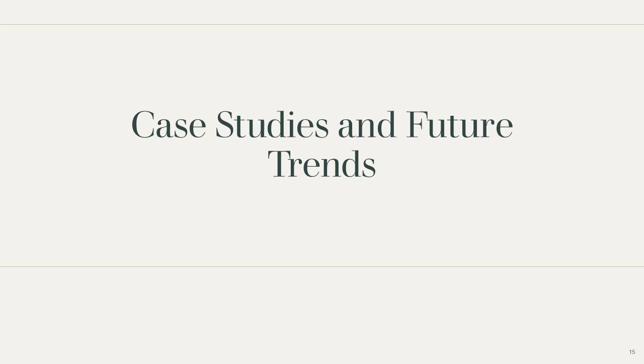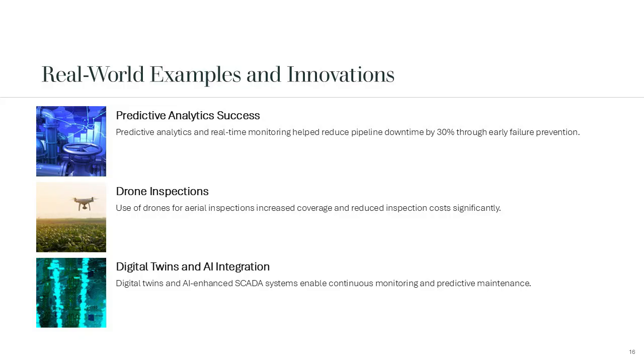Real-world examples and innovations show how technology is shaping pipeline integrity. Case studies provide valuable insights into the effectiveness of integrity management practices. For example, a major pipeline operator successfully prevented a catastrophic failure by implementing predictive analytics and real-time monitoring, reducing downtime by 30%. Another case involved the use of drones for aerial inspections, which improved coverage and reduced costs.